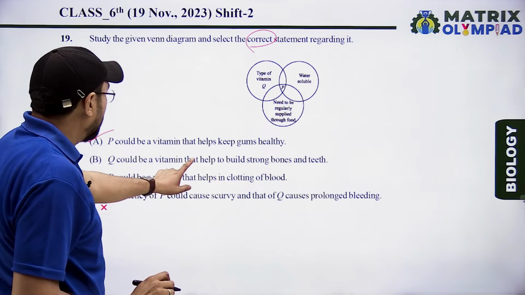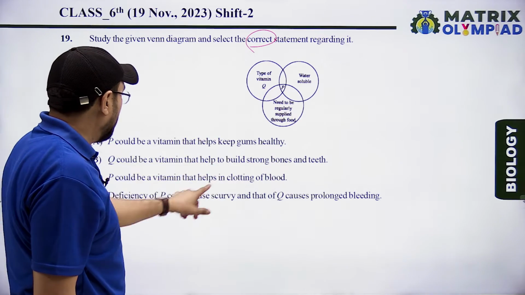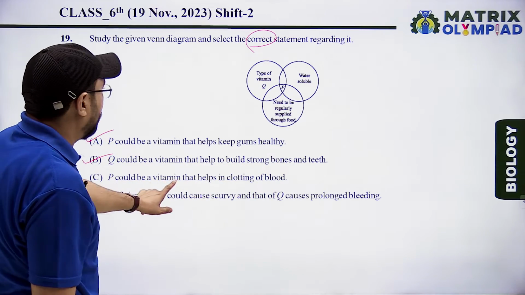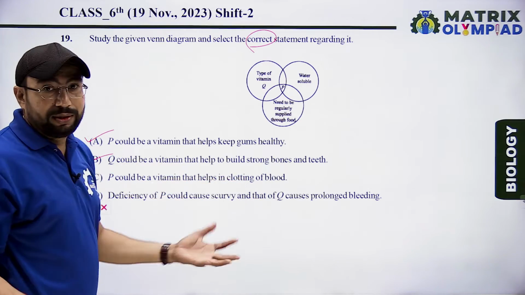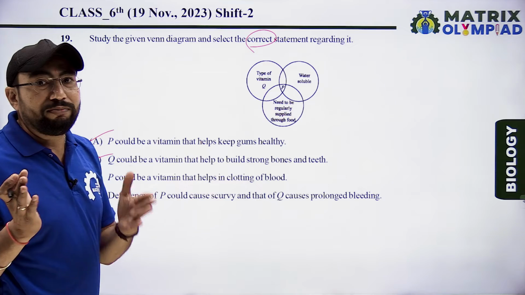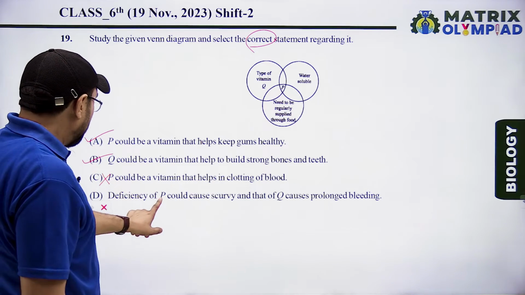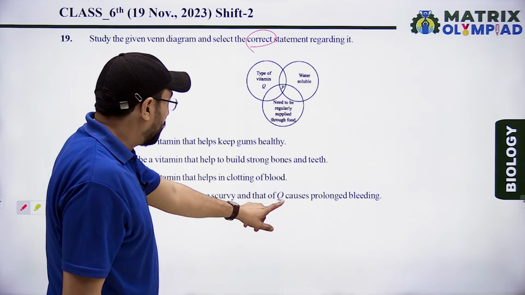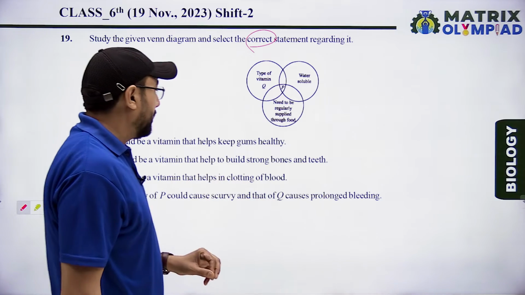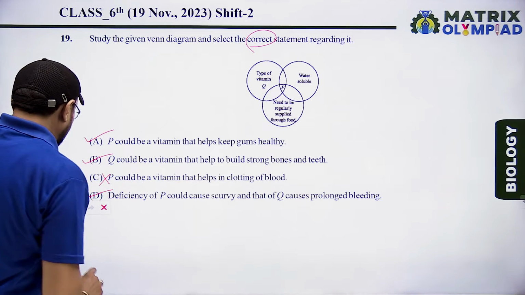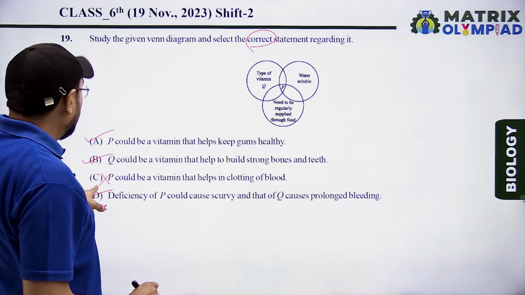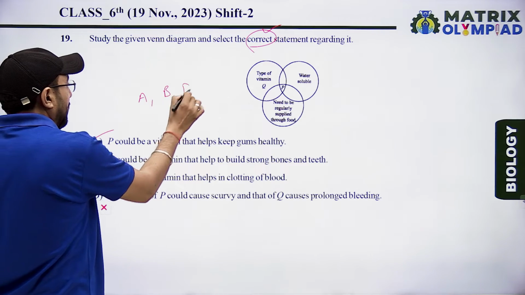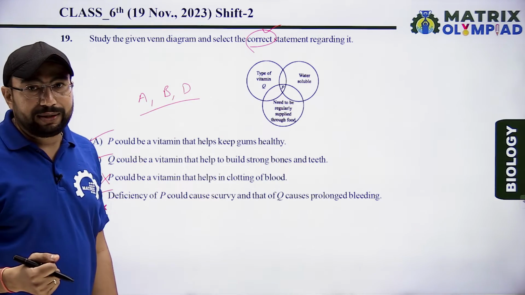Q could be a vitamin. Types of vitamin that help to build strong bones and teeth. That's right. Next one is P could be a vitamin that helps in clotting of blood, but there is no such vitamin in P. That's wrong. Deficiency of P could cause scurvy, and that of Q causes prolonged bleeding. That's right. So A, B, D is right and C is wrong. So multiple options A, B and D are the right answer for the 19th. Next question.